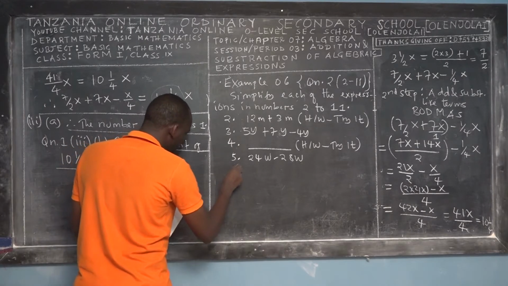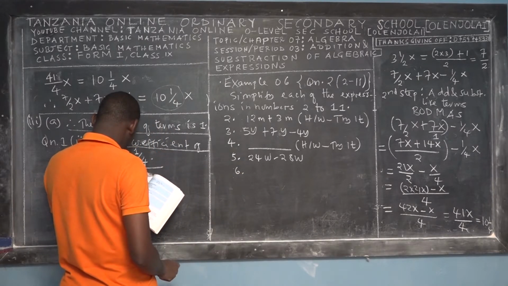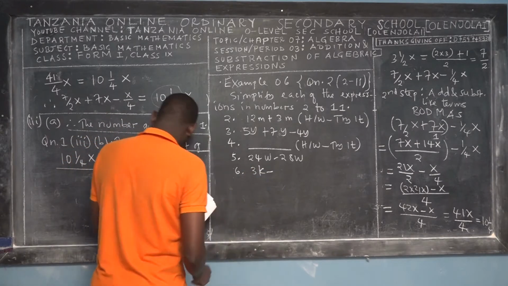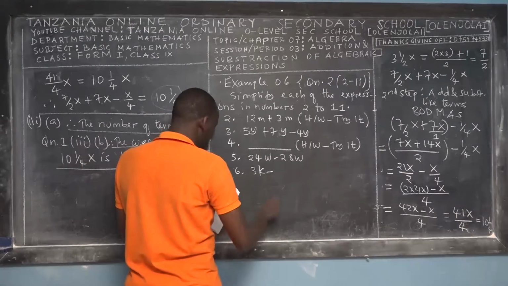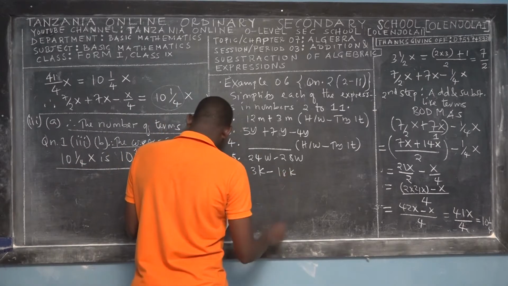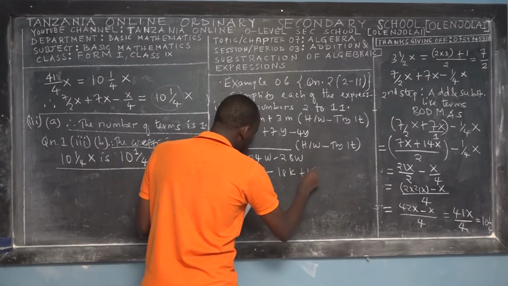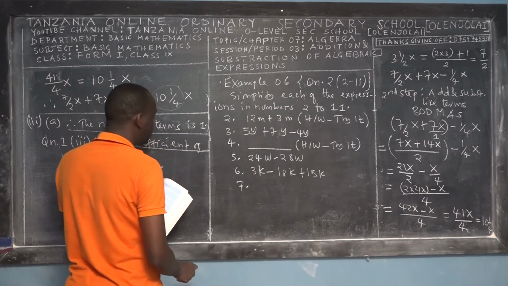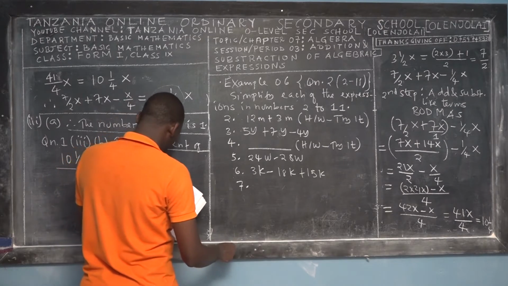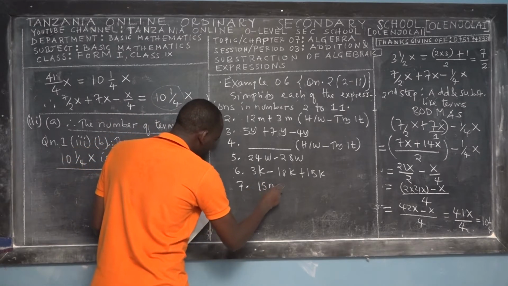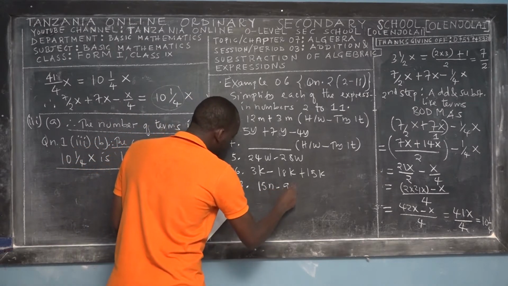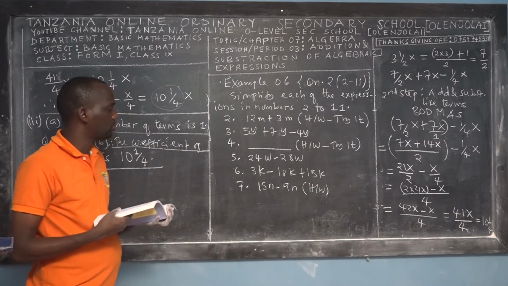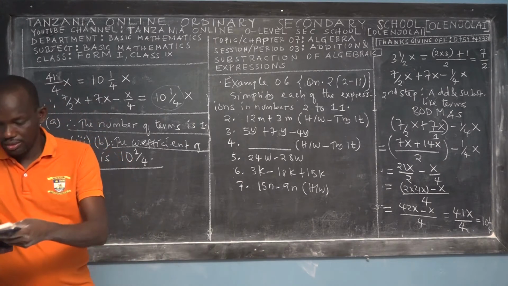Then we go for question number 6. Question number 6, it's 3k minus 18k plus 15k. I'll do that. Then question number 7, this is 15n minus 9n. This is your homework. Make sure that you do those homework before we meet.